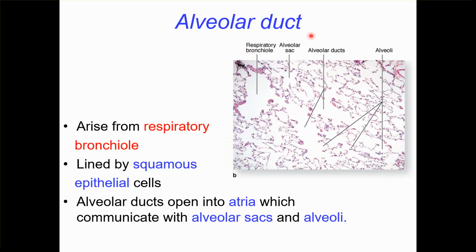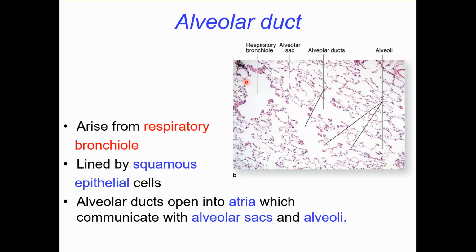So what is the alveolar duct? It arises from the respiratory bronchiole. It is lined by squamous epithelial cells. The alveolar ducts open into the atria, which communicate with the alveolar sac and the alveoli. So we can see that this is the respiratory bronchiole. It's very clear. You can see the simple cuboidal epithelium, and then it is continuing into the alveolar sacs.